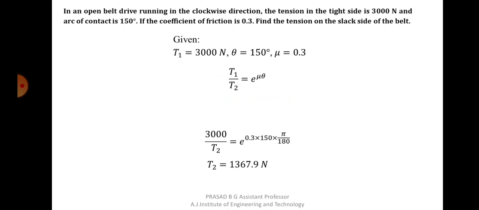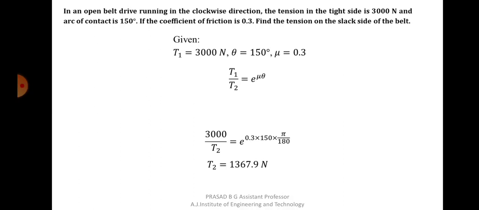Similarly, in this case, you have to remember this formula, that is T1 by T2 is equal to e power mu theta. Now what do you mean by mu here? Mu is called the coefficient of friction and theta is the arc of contact. So you just need to remember this formula in case of the ratio of tensions in belts, that is T1 by T2 is equal to e power mu theta, where mu is the coefficient of friction and theta is the arc of contact.